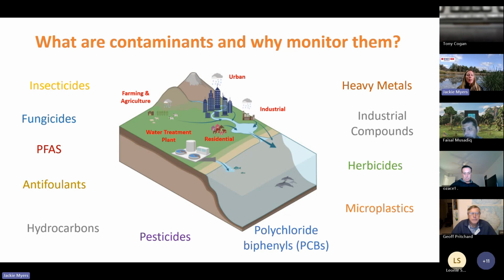And today there are thousands and thousands of chemical contaminants in use, which could potentially be impacting our estuaries and our marine environments. Some key contaminants that we think about that could be present in our estuaries and bays include things like heavy metals, hydrocarbons, industrial chemicals, microplastics, pesticides, and many of the other things that are listed here on the slide.